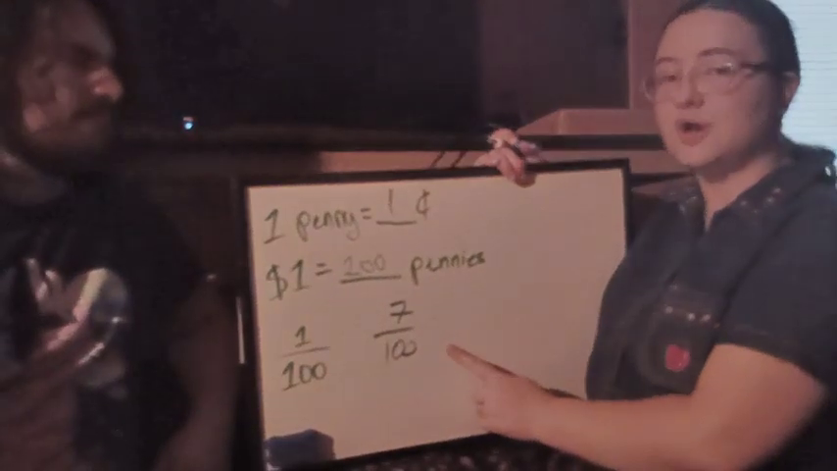So let's say we have 7 pennies. That would be represented as 7 over 100. Moving on to our next part, let's say that we have 1 dime. Mr. Petty, what do you think 1 dime will be represented as?